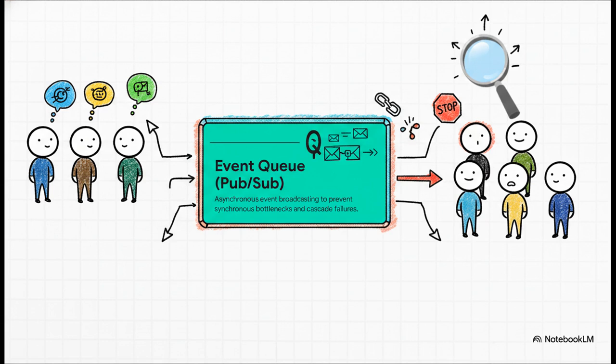Agents asynchronously publish an event, like research complete, and other relevant agents just subscribe to that update. Since there are no direct calls, failures don't cascade. This is exactly how you evolve from a simple, fragile system into a robust parallel processing machine.